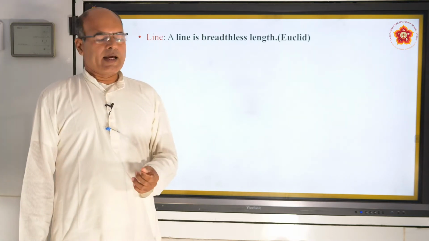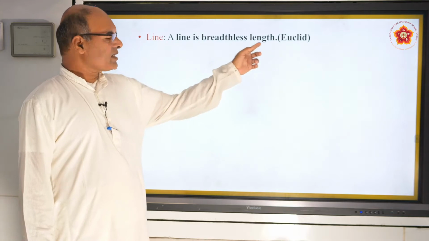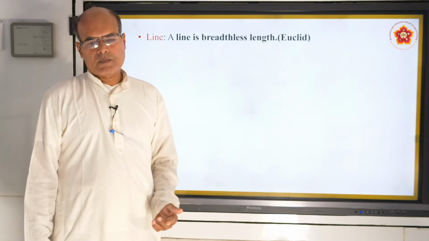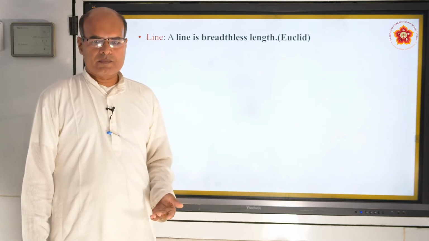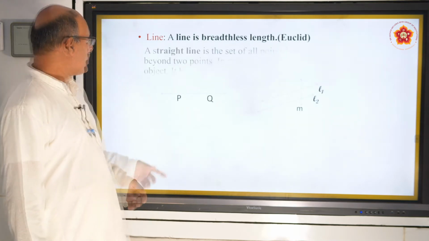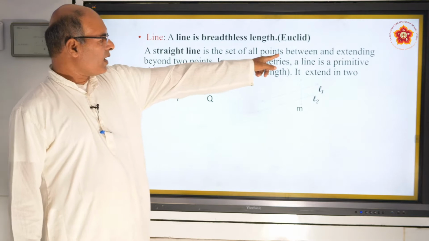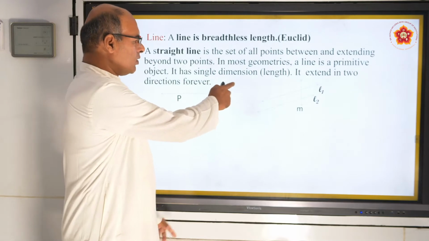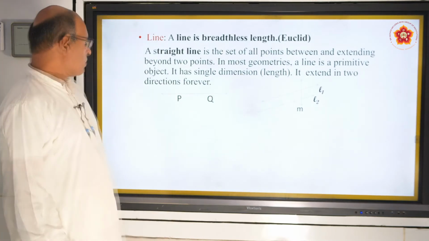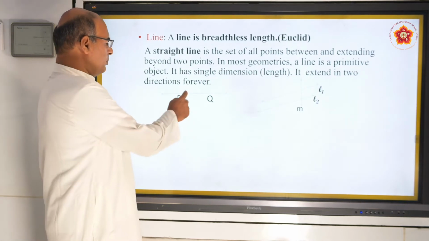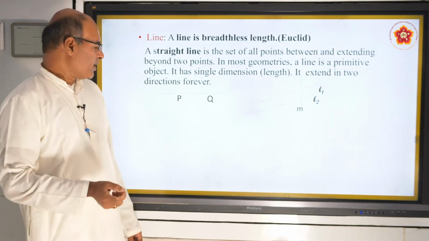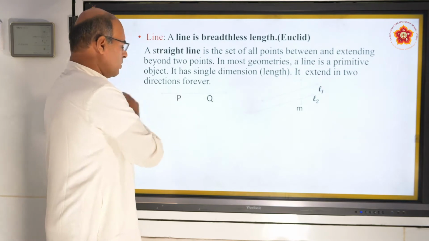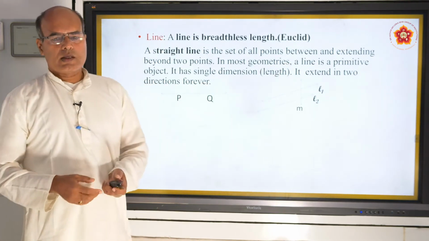Euclid defined a line as a breadthless length. Here the question arises, what is the meaning of breadth? What is the meaning of length? Therefore this definition was rejected. For our convenience, we define a straight line as a set of points between and extending beyond 2 points. So it has a single dimension, only length, and it is extended in two directions forever. If P and Q are 2 points, all the points between them and beyond them also, so it can be extended forever. So it is a straight line.